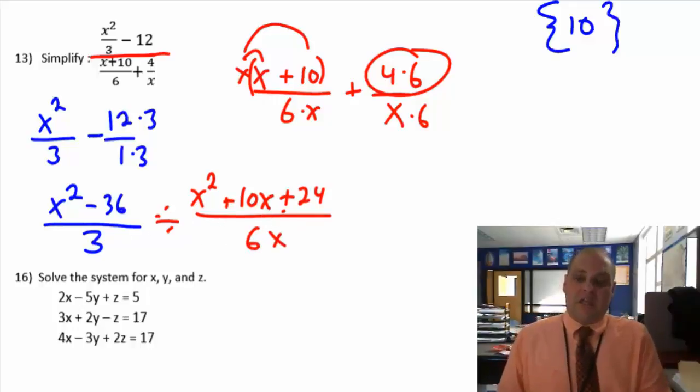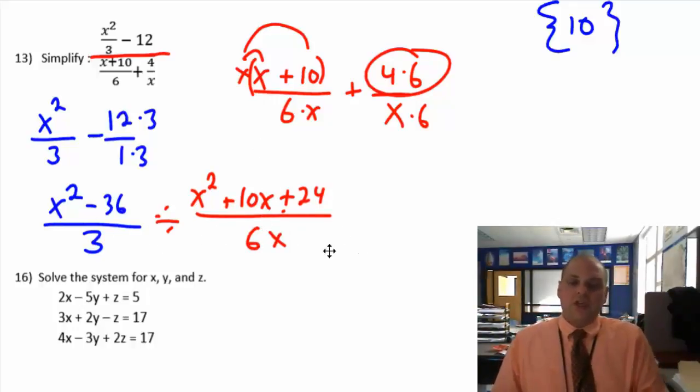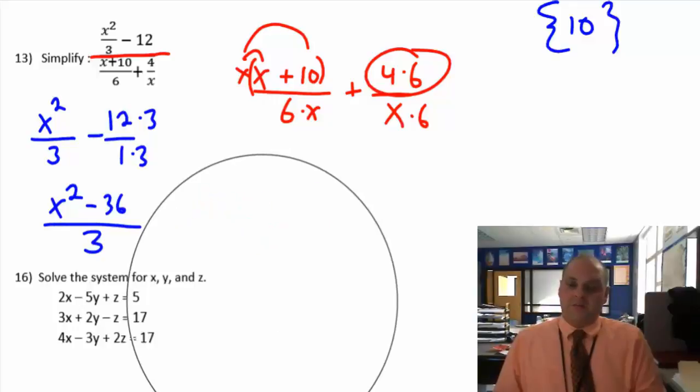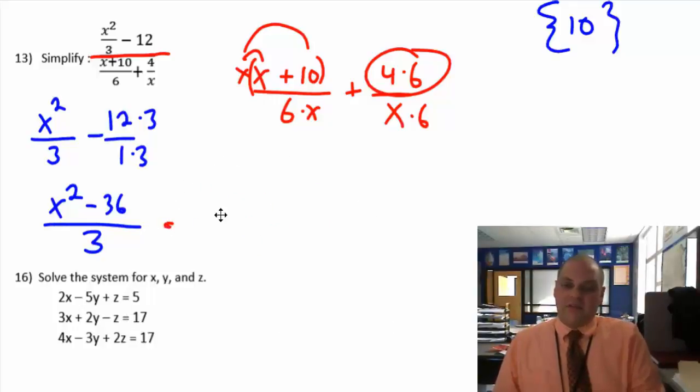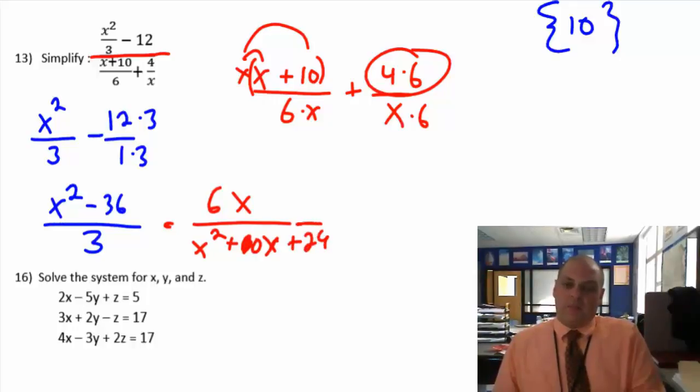Well, I divide by keep, switch, flip. Keep, switch, flip. So I'm going to flip this guy here times 6x over x squared plus 10x plus 24. All right, so now I'm multiplying.